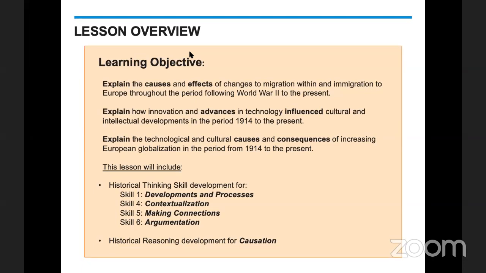And again, Unit 9 spans from after World War I all the way into the 21st century, so we have a little bit of back and forth sometimes with that. Today, our lesson is going to cover historical thinking skills of developments and processes, contextualization, making connections, and argumentation. We'll also be doing the historical reasoning development for causation today.